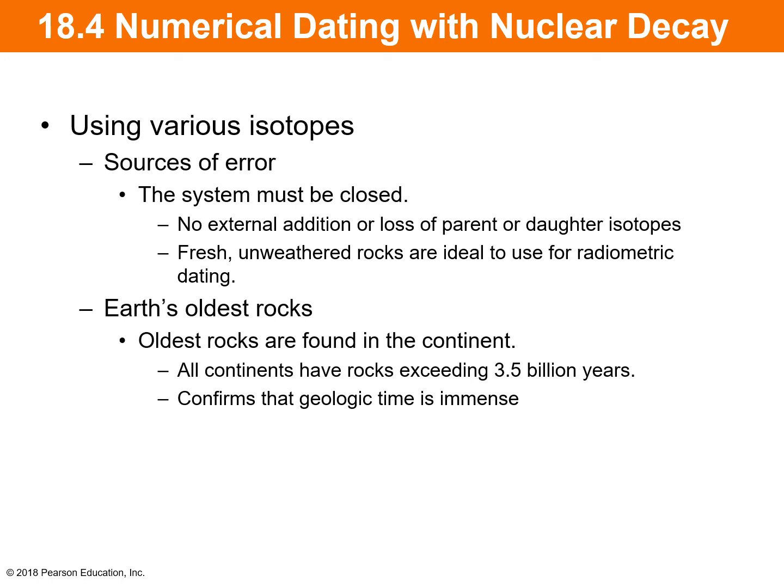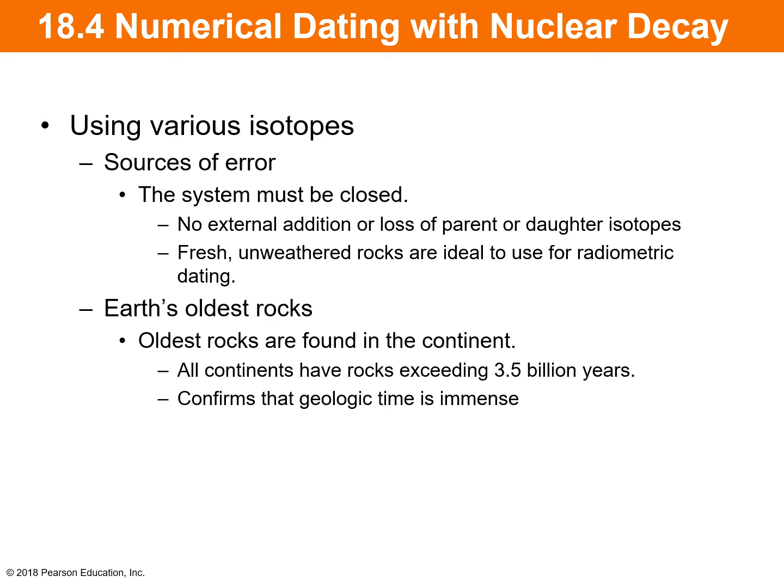So when using radioactive decay to numerically date rock formation, it's really important to understand sources of error and the uncertainty of these dating techniques. First, it's important to keep in mind that you're making an assumption that the system must be closed. So what that means is that there's no external addition or loss of parent or daughter isotopes to the rock. So if you imagine that rock just existing in a vacuum by itself without interacting with any parent or daughter isotopes from other rocks.